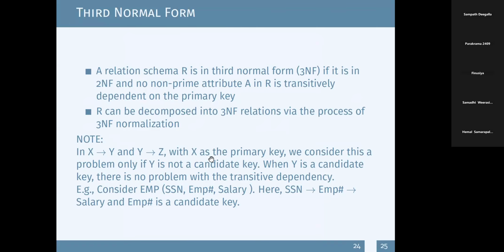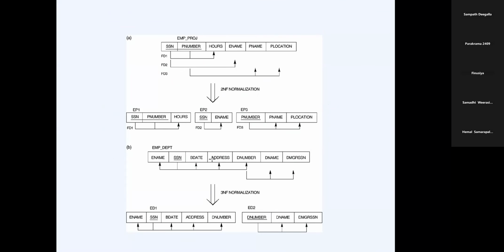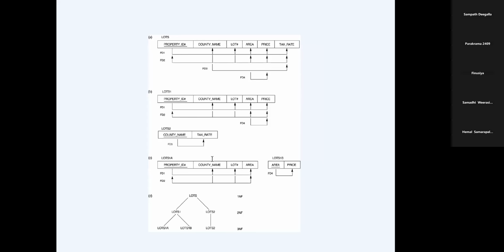Another example. This is a very interesting example. See whether you can understand this. This is about lots, about property, and you have property ID, country name, lot number, area, price, and tax rate. What you notice here is that because this is a primary key, you can functionally determine any other attribute.